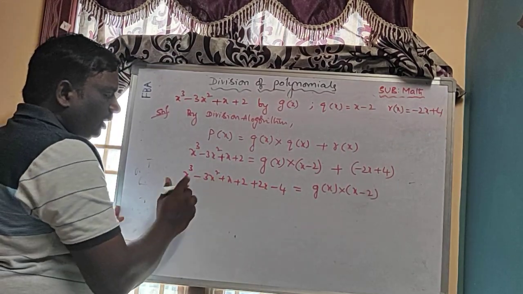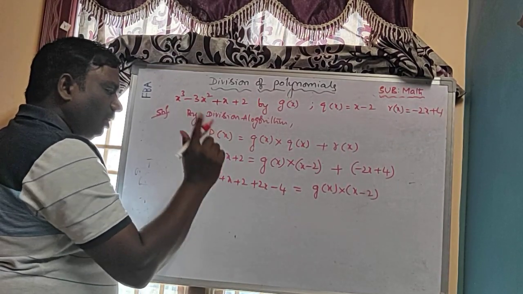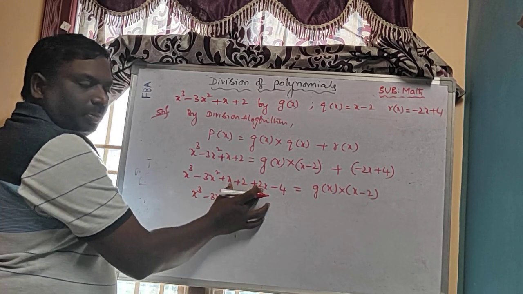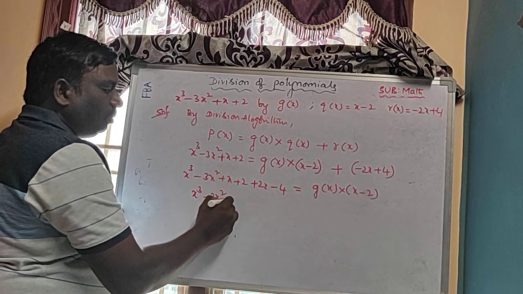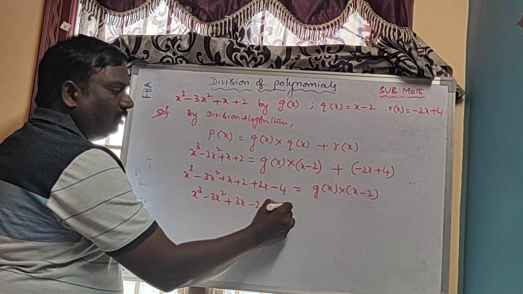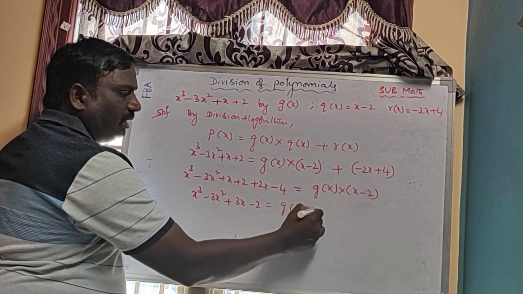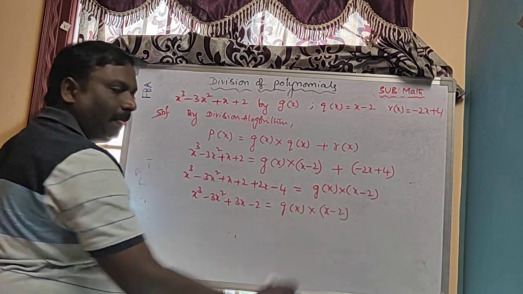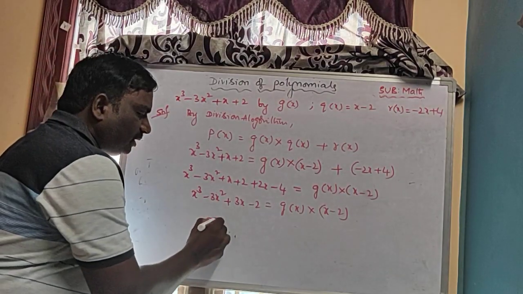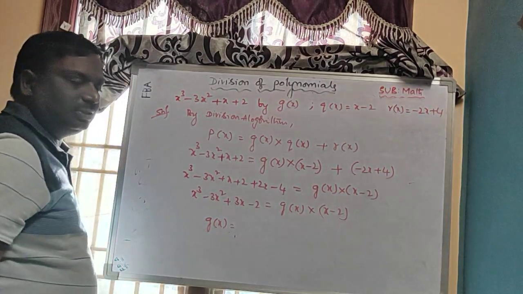X cube term, only one term is there, x cube. x square, only one term, that is minus 3x square. x, two terms are there, plus 2x plus x, that is plus 3x. 2 minus 4, minus 2, equal to g of x into x minus 2. Now we need to find the g of x value. Make g of x as subject.